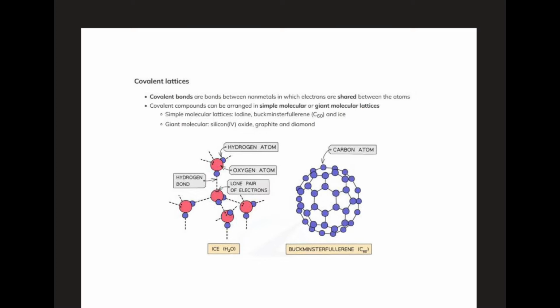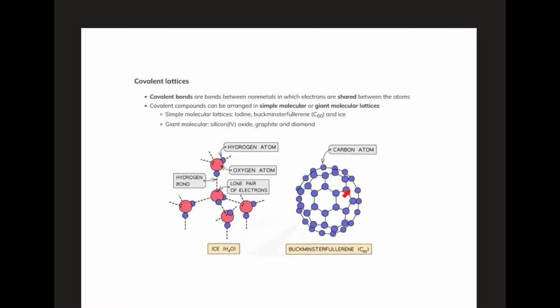Of course, let's look at simple molecular first. It is molecule by molecule. So the H2O keeps repeating, and the molecules are held together by hydrogen bonds. Okay? Hydrogen bonds hold them together. So that is why we call it a lattice, where there is a regular arrangement. This is another example, Buckminster fullerene C60. So it's a simple molecule also.